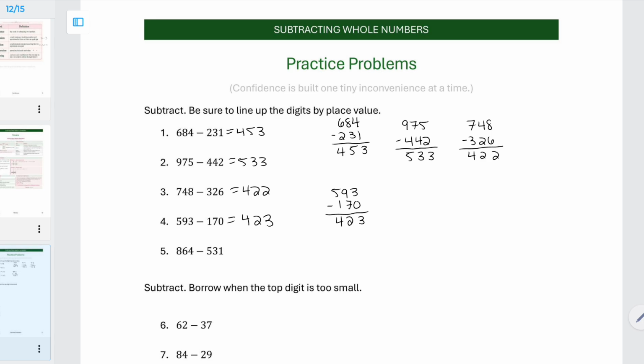And for number 5, we have 864 minus 531. In the ones column, 4 minus 1 is 3. 6 minus 3 is 3. And 8 minus 5 is 3, for an answer of 333.